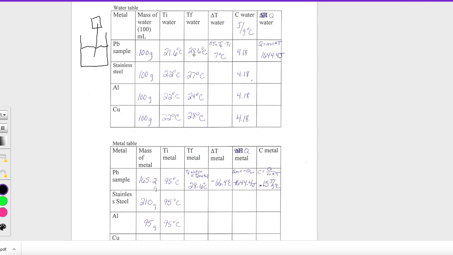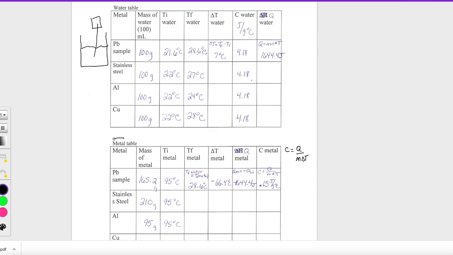Now you can calculate the change in temperature of the water by taking the final temperature minus the initial temperature, which equals 7 degrees Celsius. And we know the specific heat of water that we're using is 4.18 joules per gram degree Celsius. What we're trying to do is find the specific heat of the metal. So we want to use this equation: C equals Q, so the specific heat of the metal is equal to the energy lost by the metal divided by the mass of the metal times the temperature change of the metal.